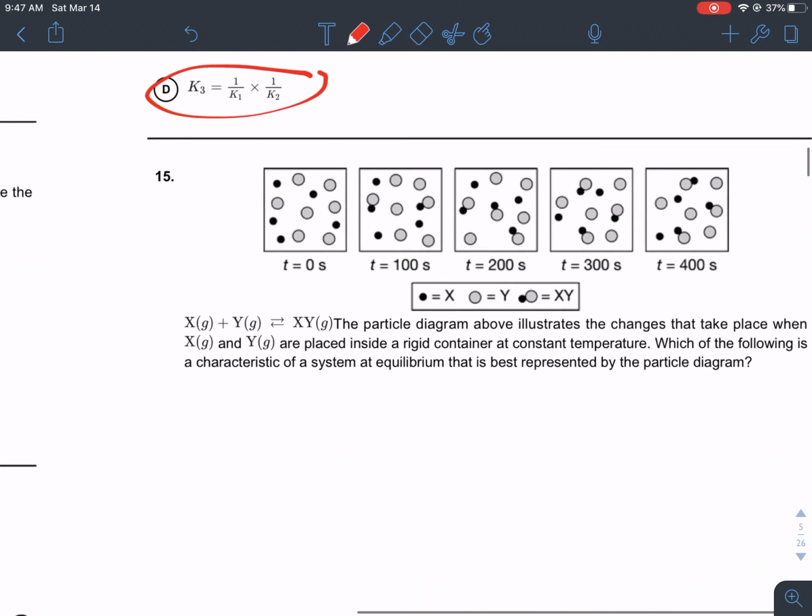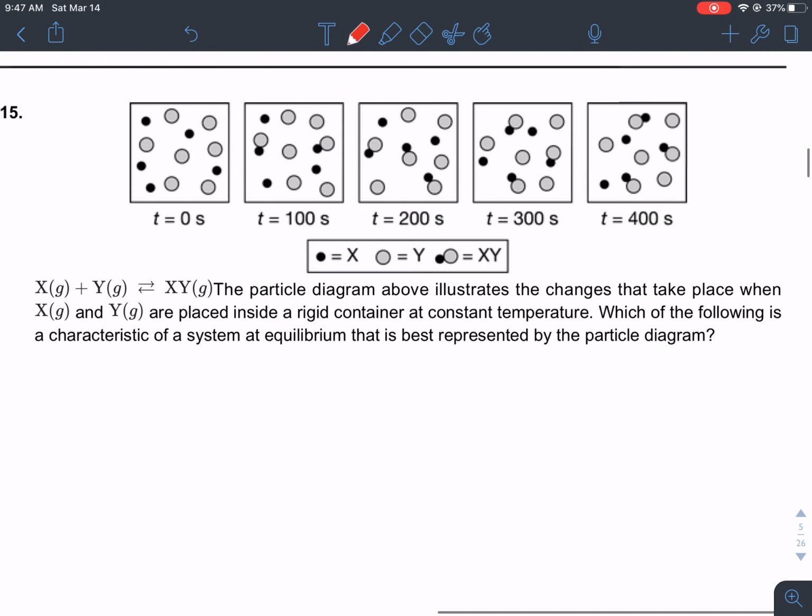All right, number 15. Look at this one. It's all x's and y's. Now you have a couple xy's showing up. Now you have 3 xy's showing up, still 3 xy's showing up. So right about here, that's where we hit equilibrium. X plus y yields xy. The particle diagram above illustrates the change that takes place when x and y are placed inside a rigid container at constant temperature.